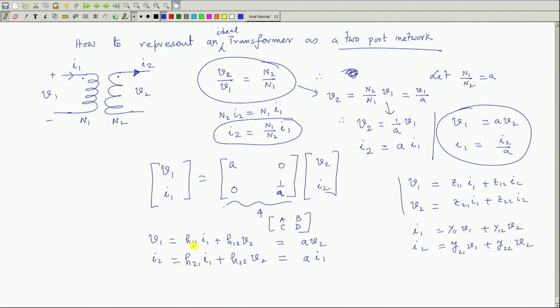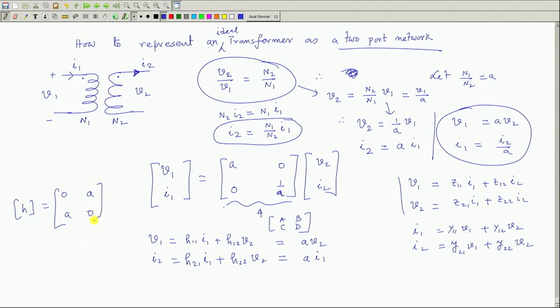What will be H11? 0. So this same transformer as a 2-port network has H parameters. What will its values be? H11 into I1 is 0. H12 into V2, that is A. Then I2 is equal to H21 I1, that is A, and of course there is no contribution from V2, so 0.